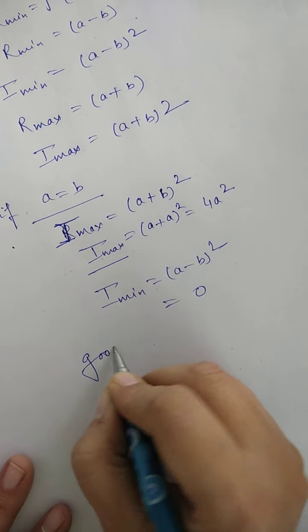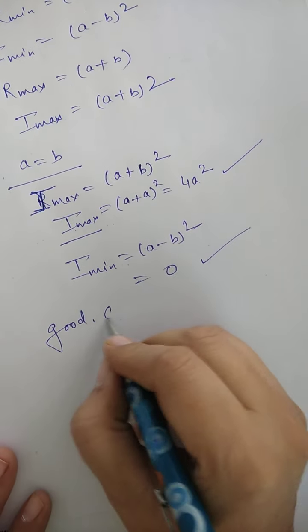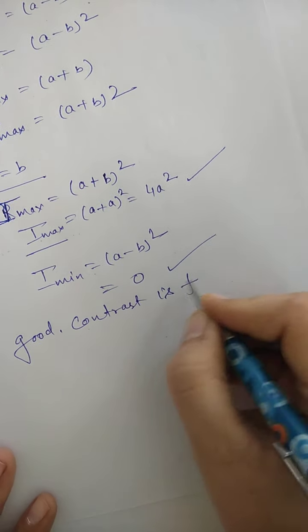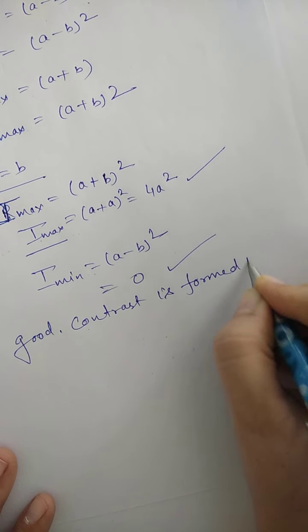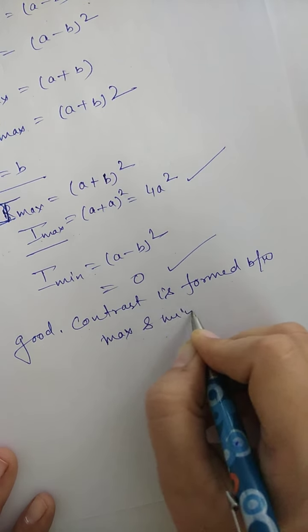So it is equal to 0. So good contrast is formed. Maxima की intensity 4A square और minima की intensity 0. So a good contrast is formed between maxima and minima. Right?